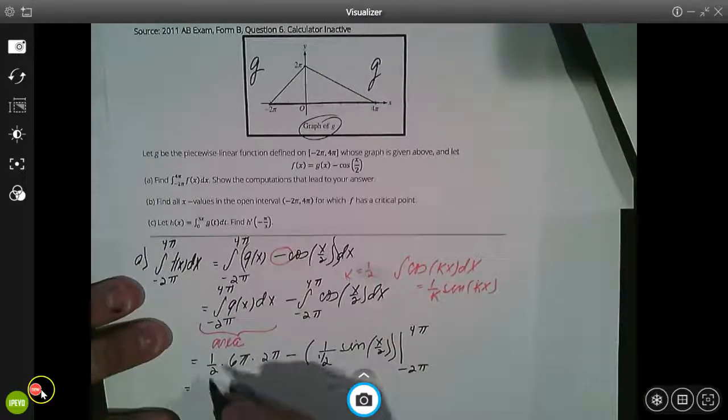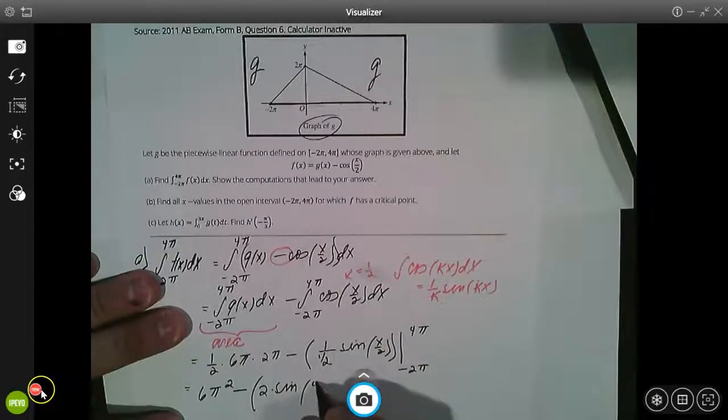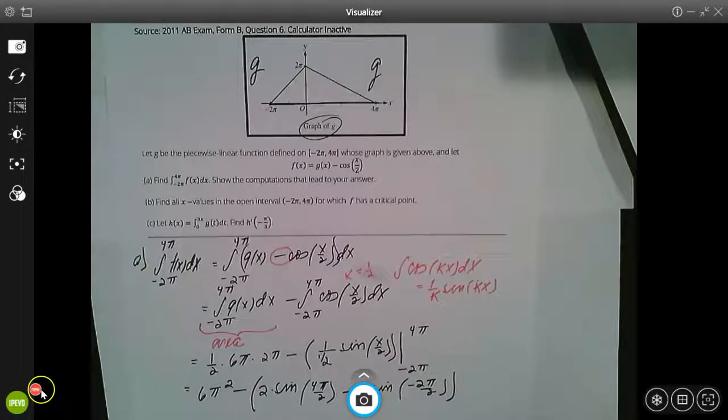Okay, let's keep going. 1/2 times 6 pi times 2 pi is, what is that, 6 pi squared, minus 1 divided by 1/2 is 2, sine of 4 pi over 2, minus 2 times the sine of negative 2 pi over 2, and there is absolutely no way you're going to get me to even think about simplifying this. There's too much trig. There's too many places to go wrong.